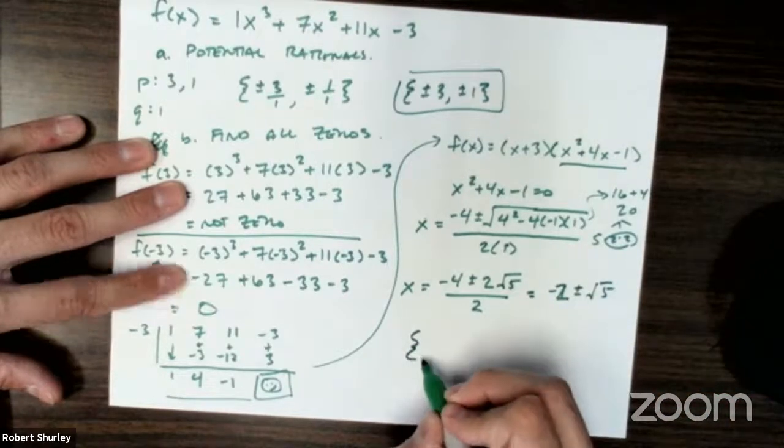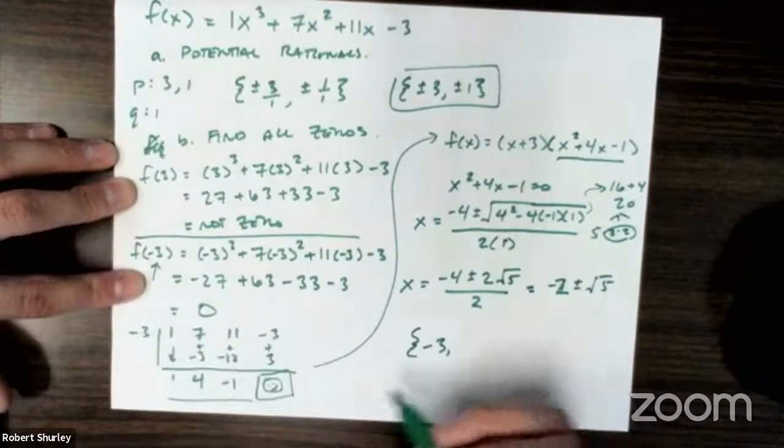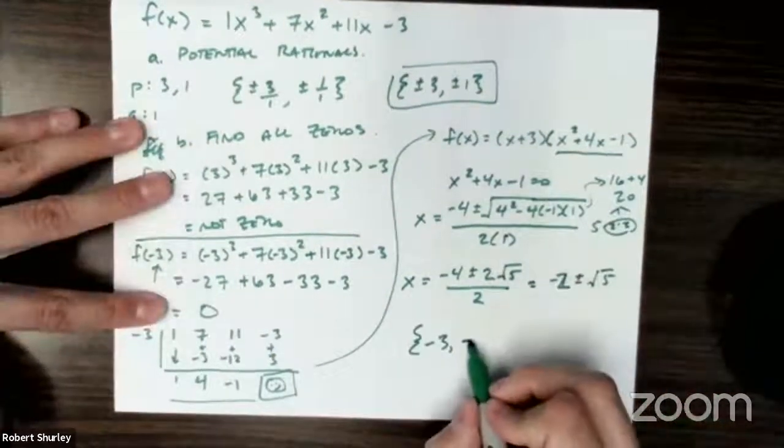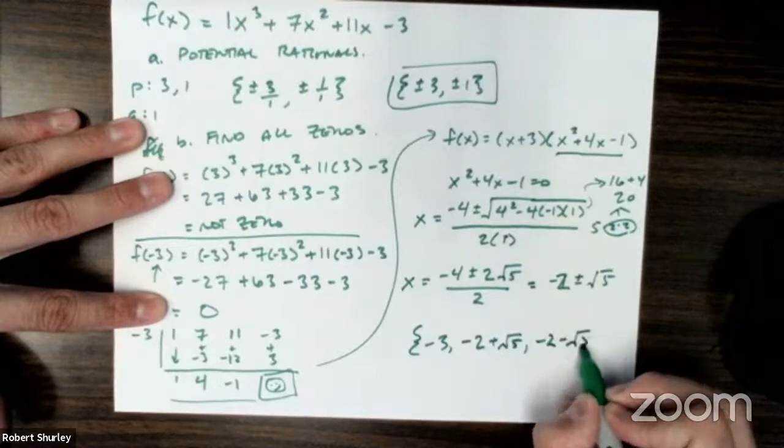So our zeros are negative 3. We found that one really the hard way, right? And then the last two we found from the quadratic, negative 2 plus the square root of 5 and negative 2 minus the square root of 5.